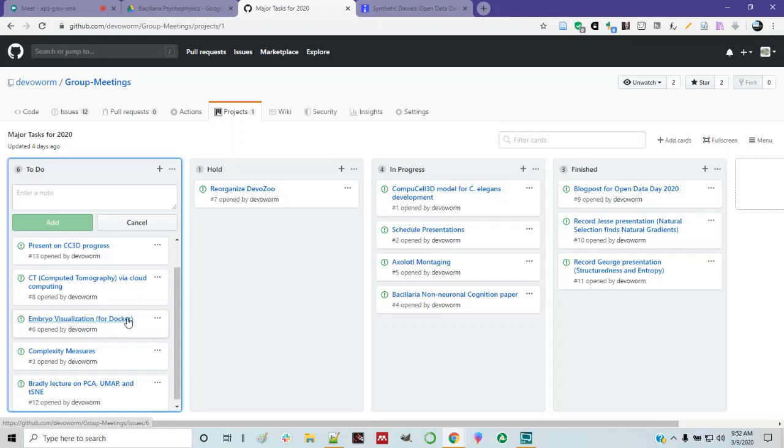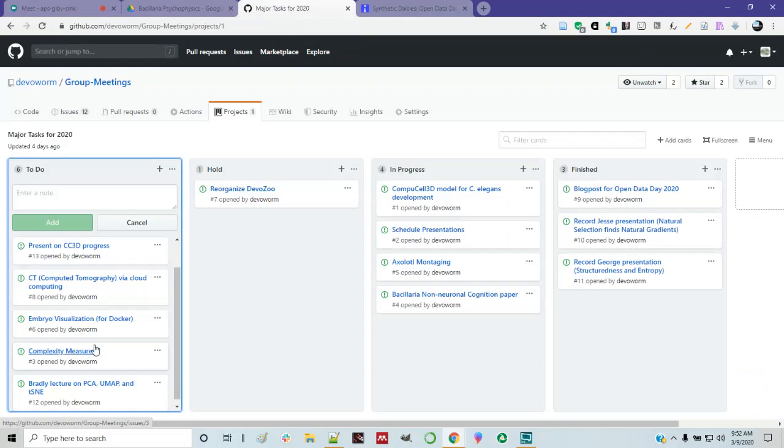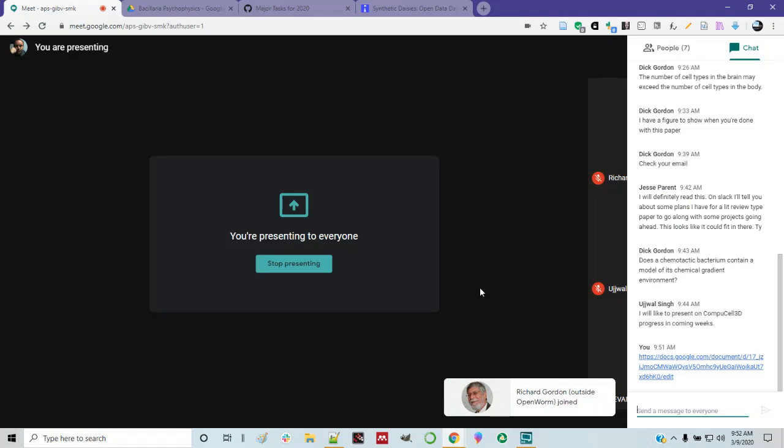Embryo visualization for Docker. I think we had mentioned that. I think Jesse and Ujjwal were interested in it at least. That's something again that requires more thought. If you have more thoughts on it, please share them with me. Someone's coming in. Okay, I think Dick got knocked offline.